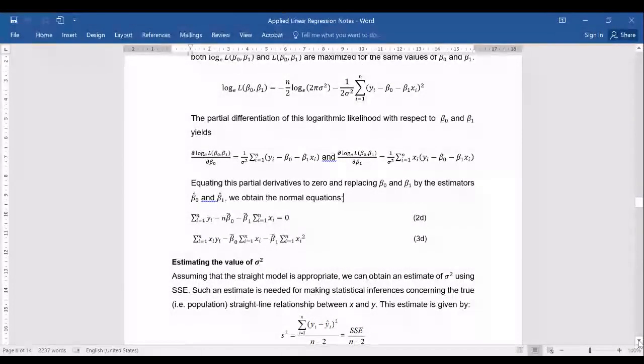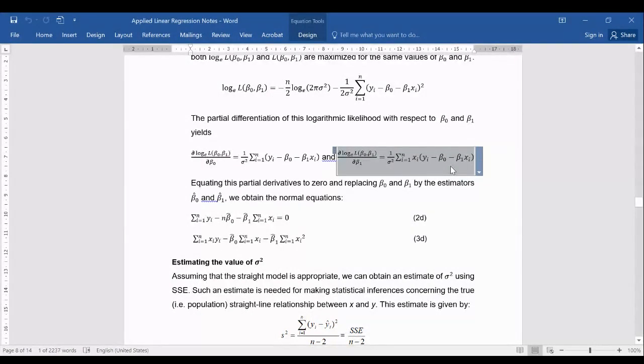We equate the partial derivatives like we did with the least square. Sorry to disturb, can you re-explain the last part? The last part, which is this one of beta 1.